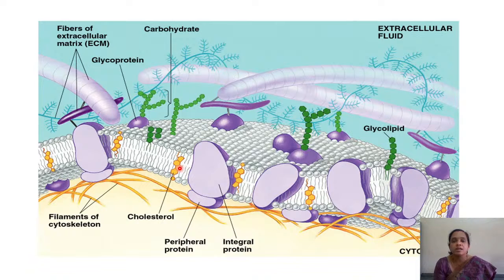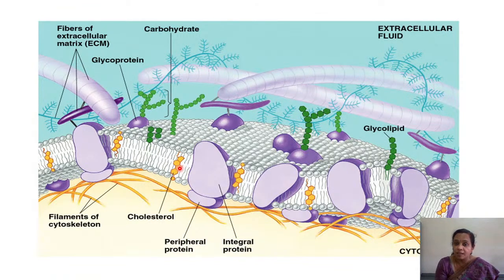These carbohydrates are called the glycocalyx. We have also seen the functions of the individual components. The membrane is mainly formed by the phospholipids. The integral proteins and the peripheral proteins help as transporters. They help in signal transduction. They help in giving support to the cell membrane and all that. The cholesterol that is present will help in maintaining the fluidity of the membrane.